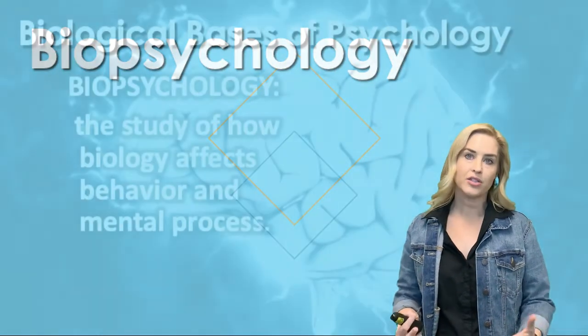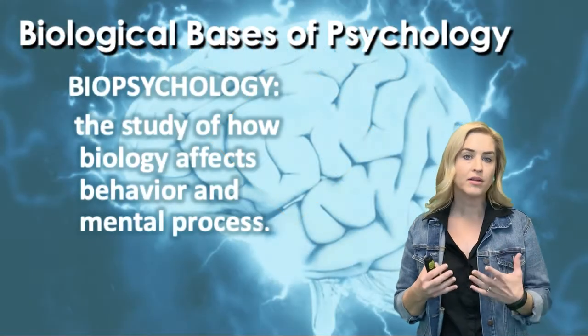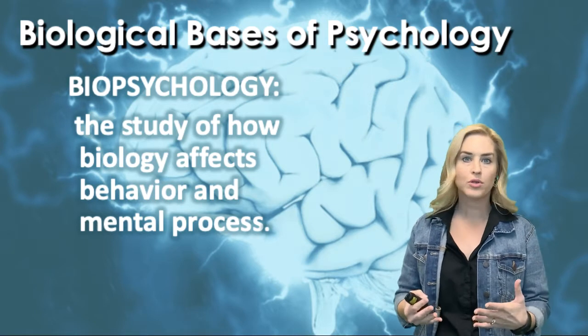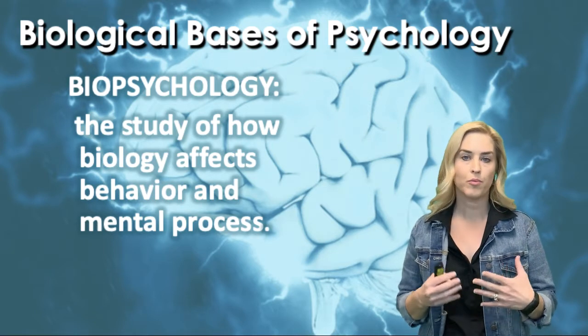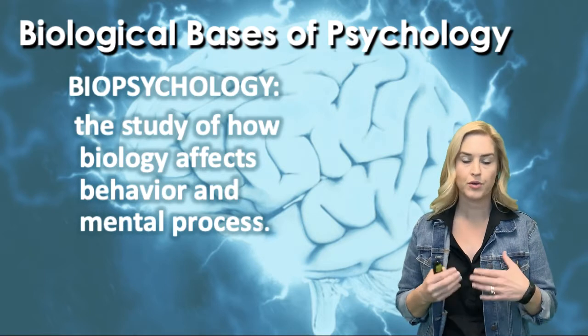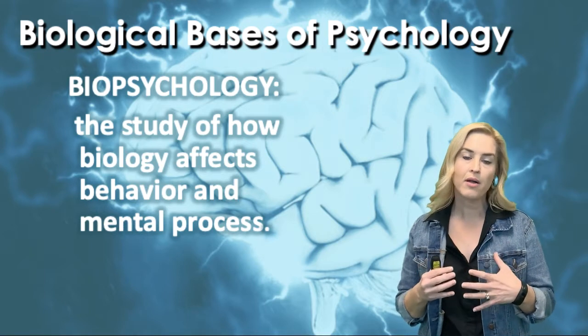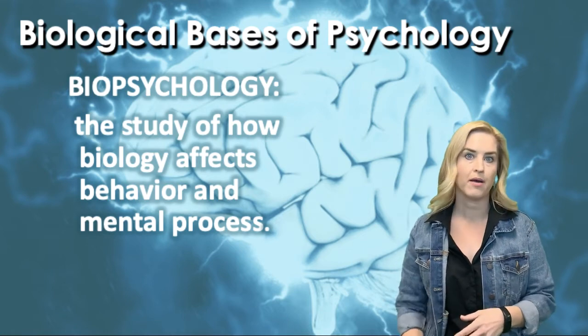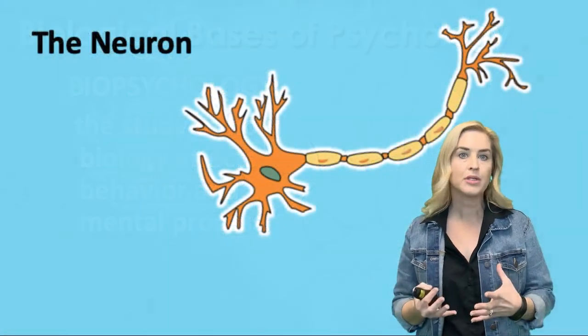So biopsychology is the study of how our biology affects our behavior and mental process. And by biology, we're talking about anything from the brain and the neurotransmitters and the neurons that are in the brain, as well as our hormones, our endocrine system, all of these parts of our biology. We're going to start by looking at the neuron.